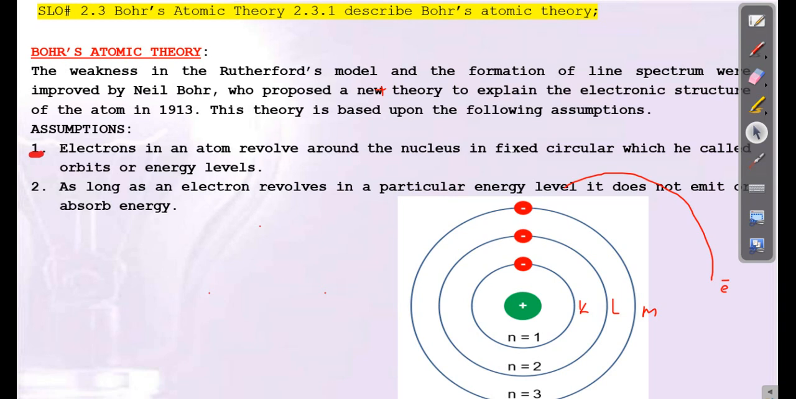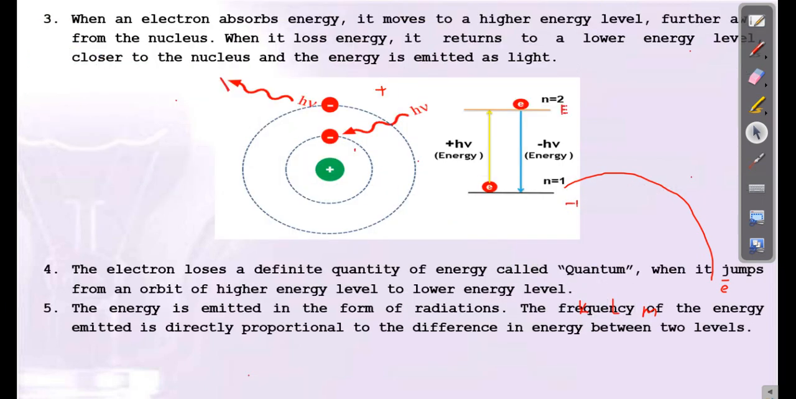Next point, according to Bohr's theory, Bohr states the energy of the electron can change only when an electron changes orbit. Very important point. It says that when an electron absorbs energy, it moves to a higher energy level, and it moves further away from the nucleus.